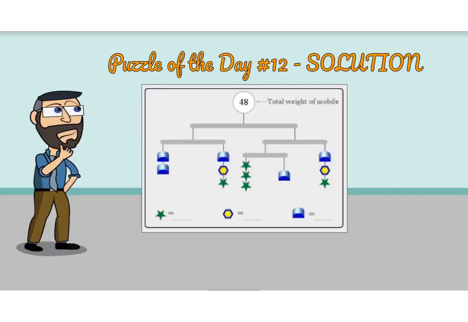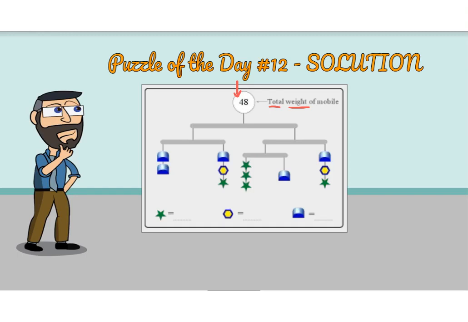Let's take a look at puzzle of the day number 12. It was another balance puzzle. So the first thing I do when I look at these puzzles, or any math problem really, is I try to organize all of the information that I have. The most important piece of information seems to be that there is a total weight of 48 pounds, or 48 ounces, or 48 Huzama-Watsits. They don't really give me a unit, so it doesn't really matter.